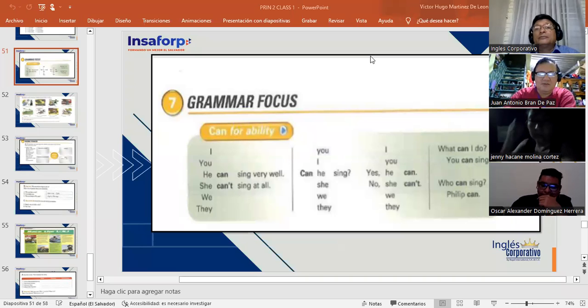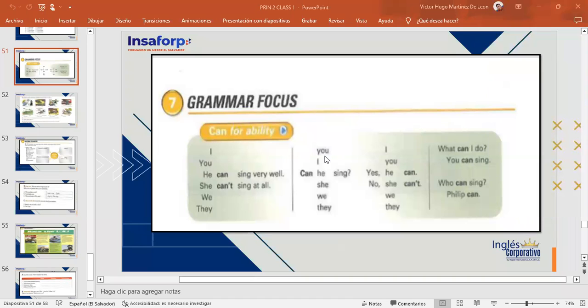Then I continue. Okay, so I'm going to continue with the other column. Okay, in the other column, we have questions with can. What happened to can? Can goes first and then the pronoun. Okay, take a look. Can you sing? Can I sing? Can he sing? Can she sing? Can we sing? Can they sing? Okay, look. And can goes first, then the pronoun, and at the end, the verb. Okay? And the same thing. The main verb doesn't change.